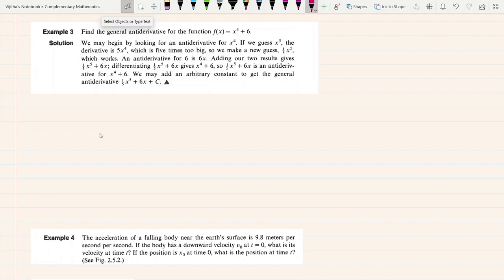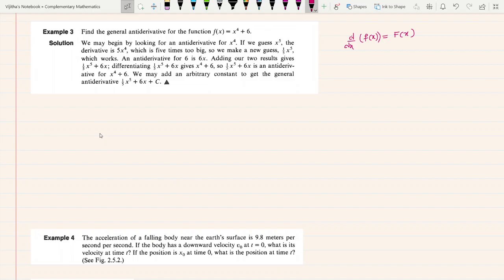Hello everyone. So in the last class we have studied the concept of antiderivative and how to find the antiderivative of certain functions. So we know that if d by dx of f of x is capital F of x, then we call that f of x is the antiderivative of capital F of x. So antiderivative is that function whose derivative is the given function. Now we will see example 3.